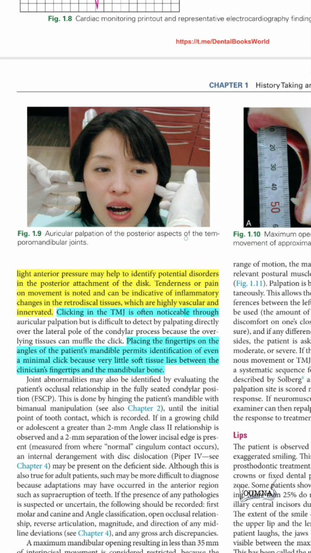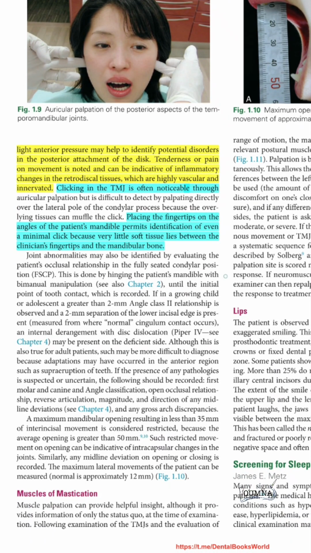If there is any disorder or pain, this indicates an inflammation happening in the retrodiscal tissues, where they are highly vascular and innervated. As for the clicking of the temporomandibular joint, it is noticeable by placing our fingertips under the patient's mandible to permit identification of a minimal click, because there is very little soft tissue in this area.